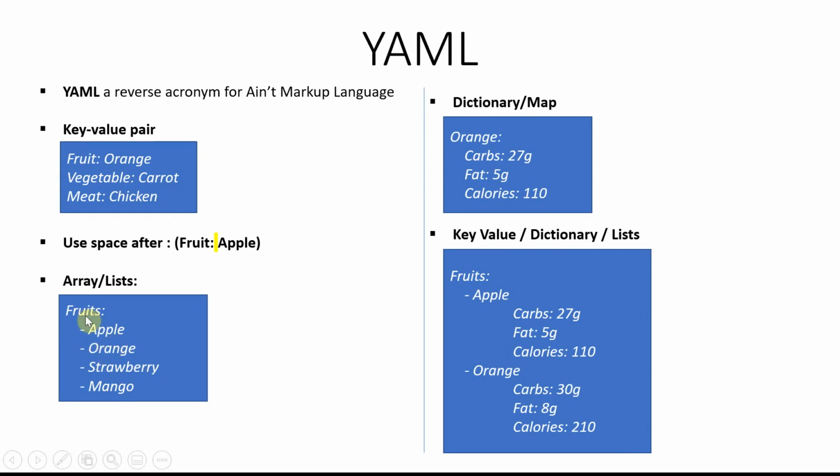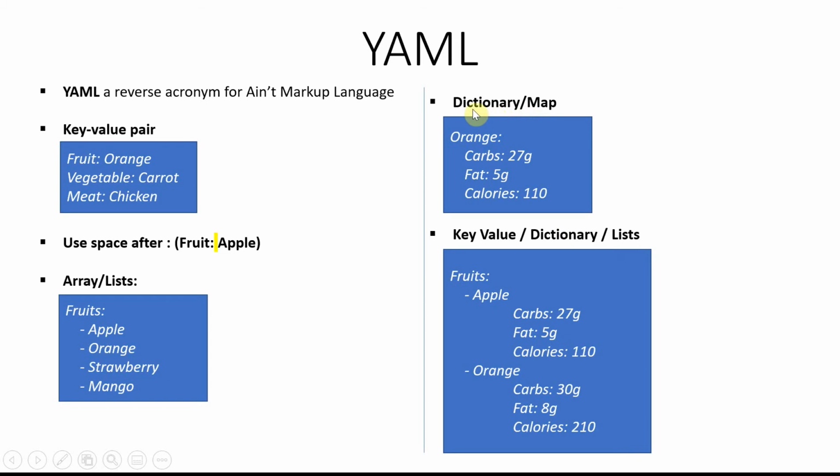For example, if you have an array list, then you need to associate a hyphen before it. Whatever is coming under this, like array values, like fruits in this case, is plural, which means it can have more than one value. So you can have a hyphen before each record, and that denotes an array list in a YAML structure.